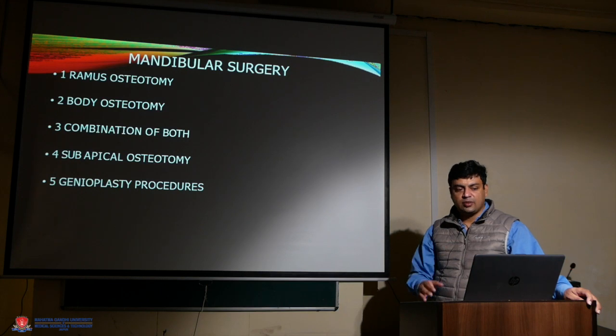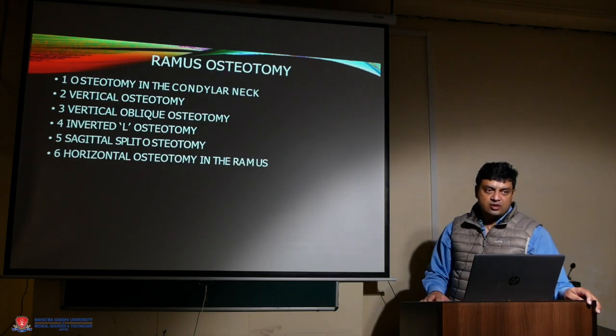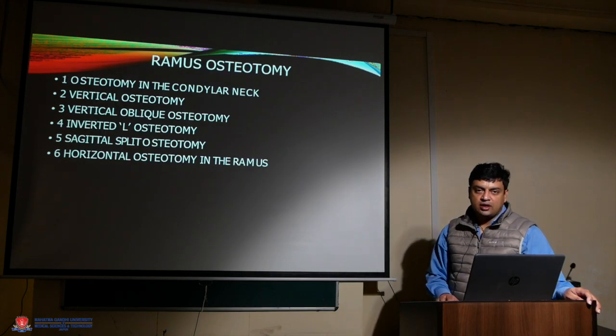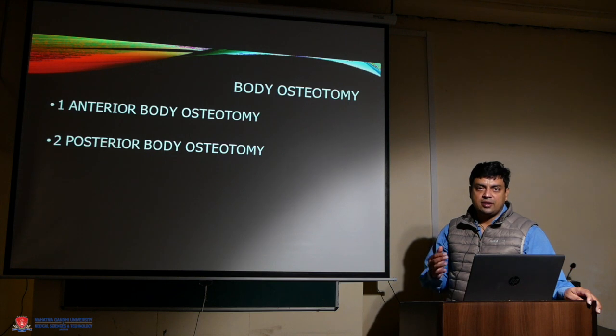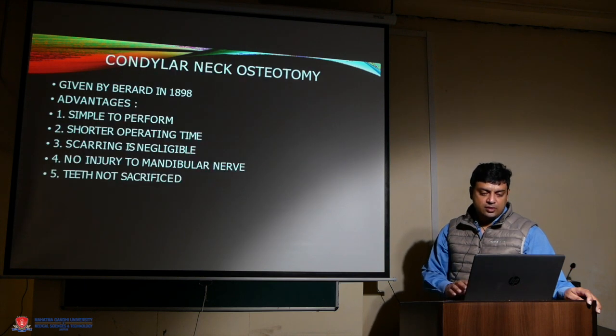Genioplasty, I have discussed in the previous class. So ramus osteotomy, you have osteotomy in the condylar neck, vertical osteotomy, vertical oblique osteotomy, inverted L osteotomy, sagittal split osteotomy and horizontal osteotomy in the ramus. So the body osteotomy, you have anterior body osteotomy, posterior body osteotomy.